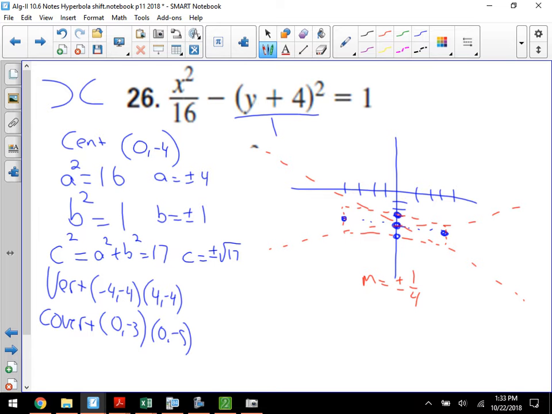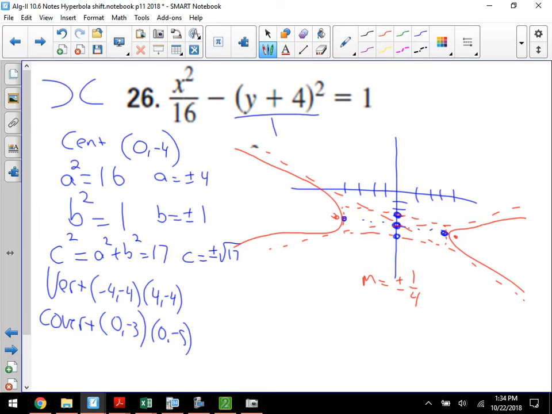Lastly, foci. Foci are at the C value, the distance from our center to our focus. The C value is the distance from our center to the focus, and if the center to focus is the square root of 17, that's just a smidge more than 4. A smidge more than the square root of 16. So we can't really graph that cleanly, so I'm just going to put it here and here. Plug the asymptote and go. And then I just label it.